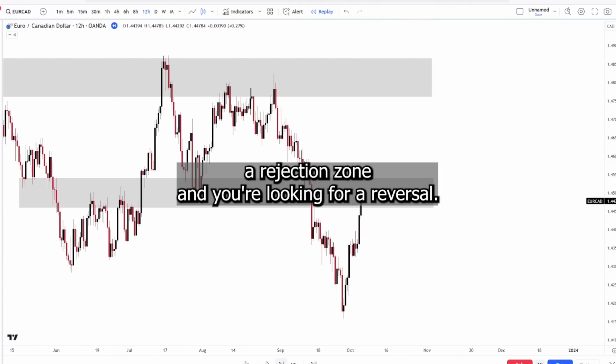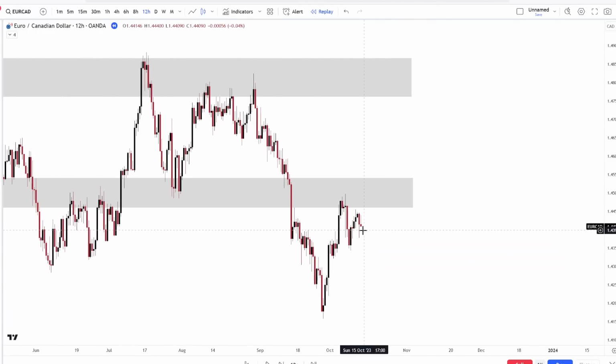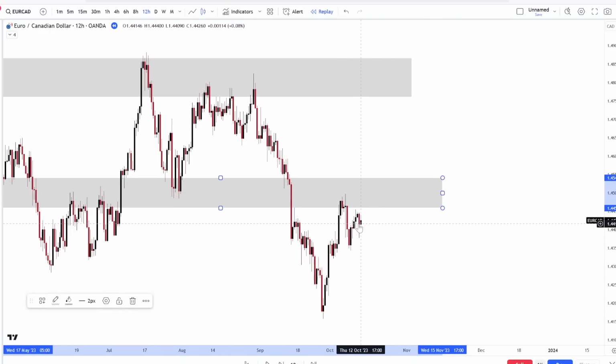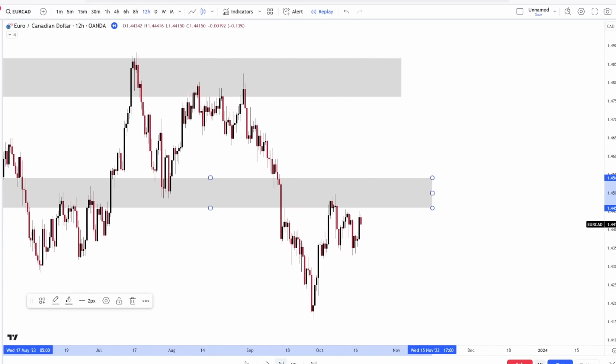Price is approaching a rejection zone, and you're looking for a reversal. Price gave you a minor reversal. So what happens here is you're not getting rid of this rejection zone just for the fact that price did not blow through it. If price does blow through it, you're completely erasing this rejection zone and you're starting over looking for another one on current time frames, on your current price action.